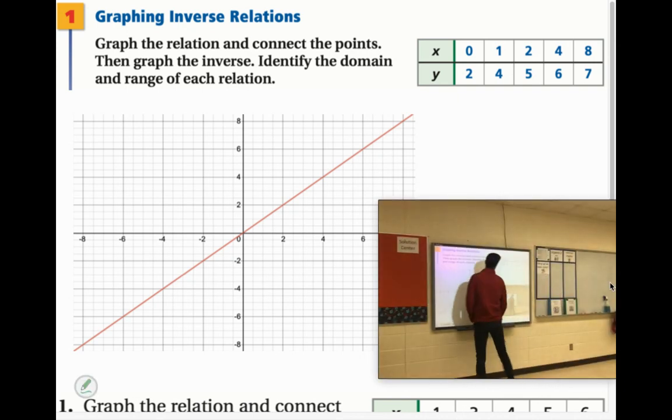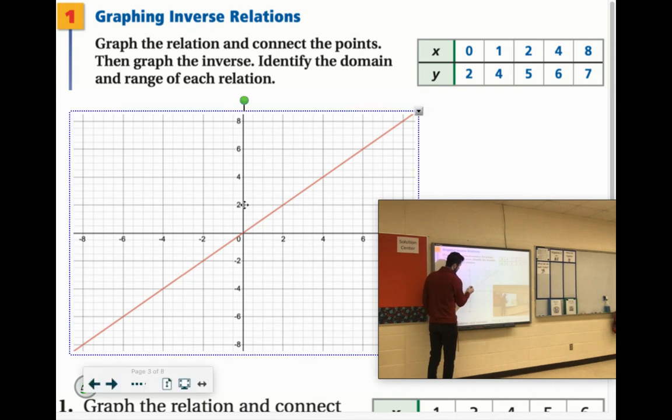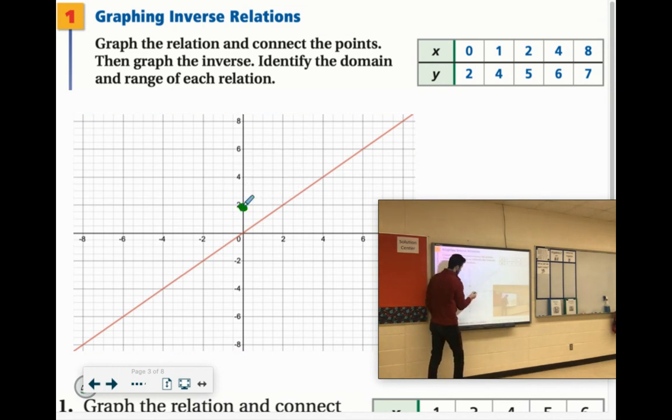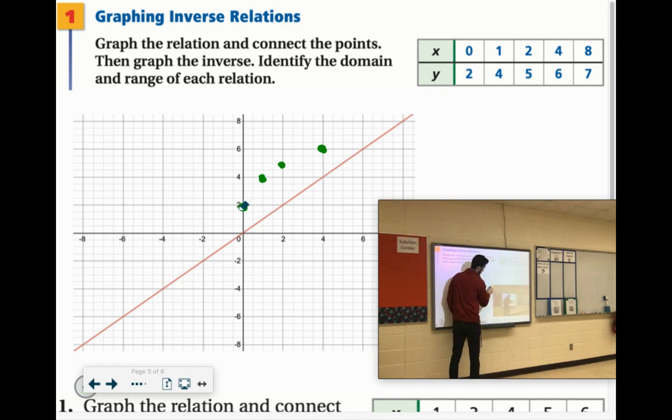So if we graph that first coordinate, 0, 2, it's right here. And we've got 1, 4. Oh wait, those are going by halves. So 1, 4 is here. We've got 2, 5. We've got 4, 6. And we've got 8, 7. My graph can go to 8. I think it does. Yep. 8, 7 would be here. So it says to connect. We're just connecting those lines.